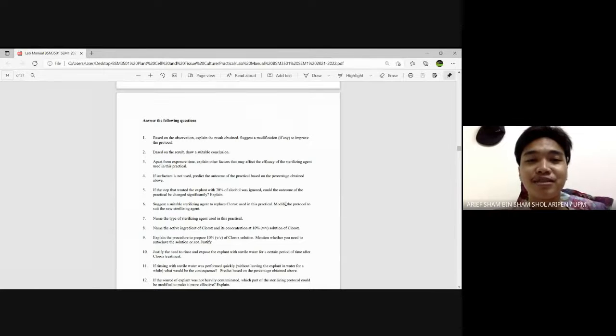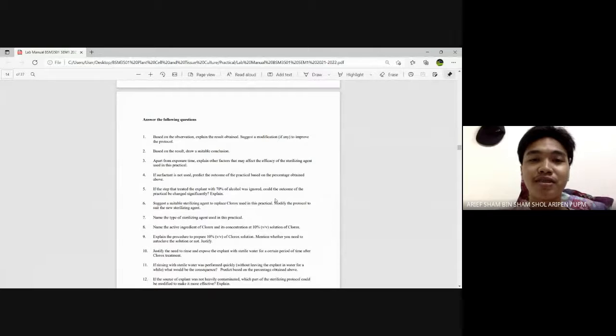Based on the results, we can see that the number of contaminated plants exposed for 5 minutes is more than the plants that are exposed for 15 minutes. And moreover, only 40% of the explants that were exposed for 5 minutes remain green, while 80% remain green for the 15 minutes. So, a way to improve the protocol, in my opinion, is by doing the experiment under a vacuum condition to avoid any air bubbles that will be formed, for a more efficient sterilization.